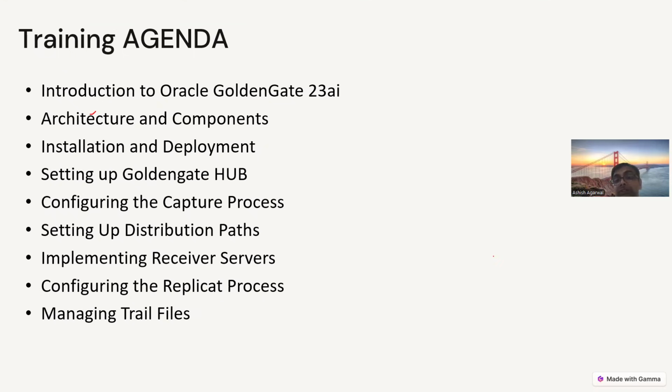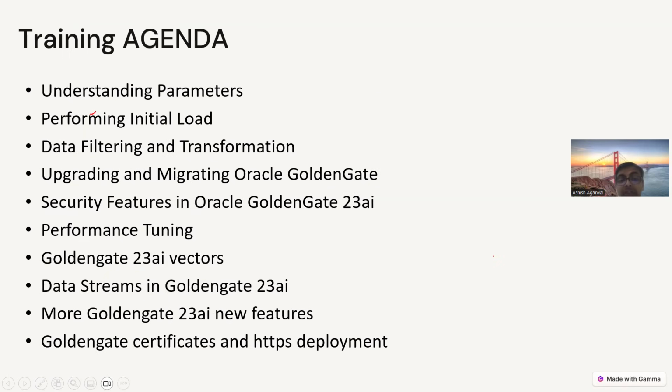Then we'll discuss how to configure the GoldenGate process, setting up the distribution path, implementing receiver servers, troubleshooting, performance tuning, how to make GoldenGate secure, how to manage trail files in our GoldenGate environment, understanding the parameters, how to use GoldenGate for zero downtime upgrade and migration, then data filtration and transformation. GoldenGate has the capability to filter out the data and transform the data. How to use GoldenGate to perform the initial load. How to upgrade and migrate Oracle GoldenGate. How to upgrade your GoldenGate from classic architecture to 23ai microservices.